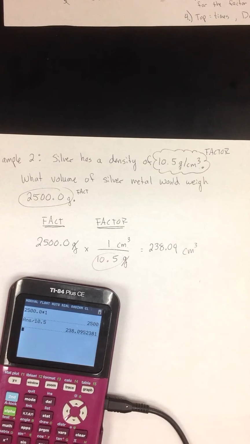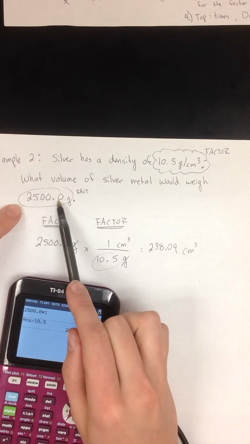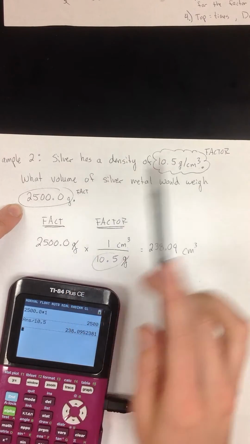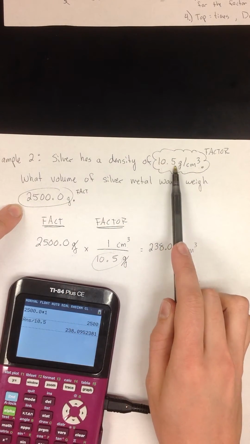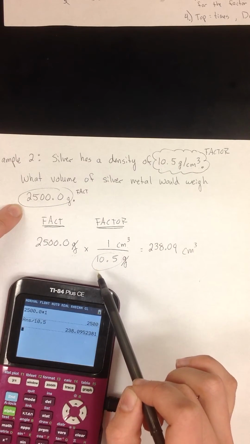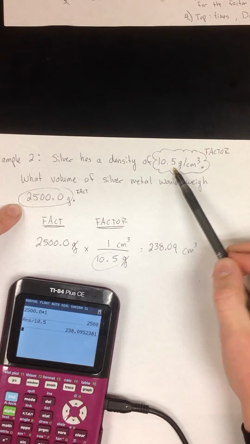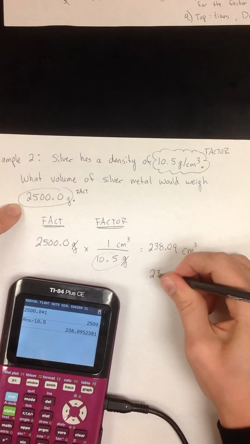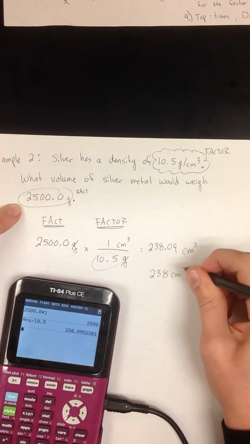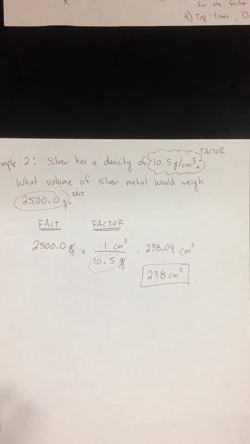I have to figure out how many significant figures I should actually have in my number. So in this first fact, I had 1, 2, 3, 4, 5 significant digits. Over here in my density, I only had 1, 2, 3 significant digits. I'm multiplying and dividing, so I need to use my least number of sig figs, which is my 3. So I'm going to go 238 centimeters cubed as my answer. I hope that was helpful.